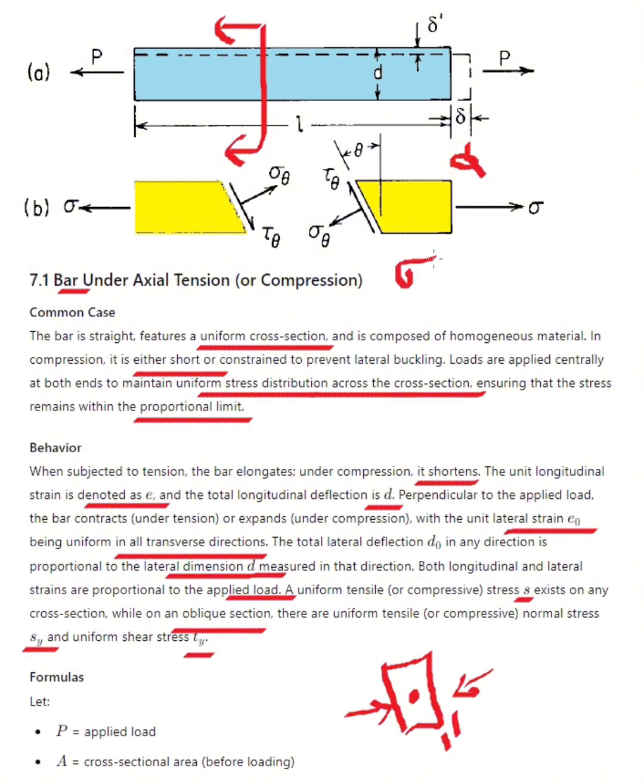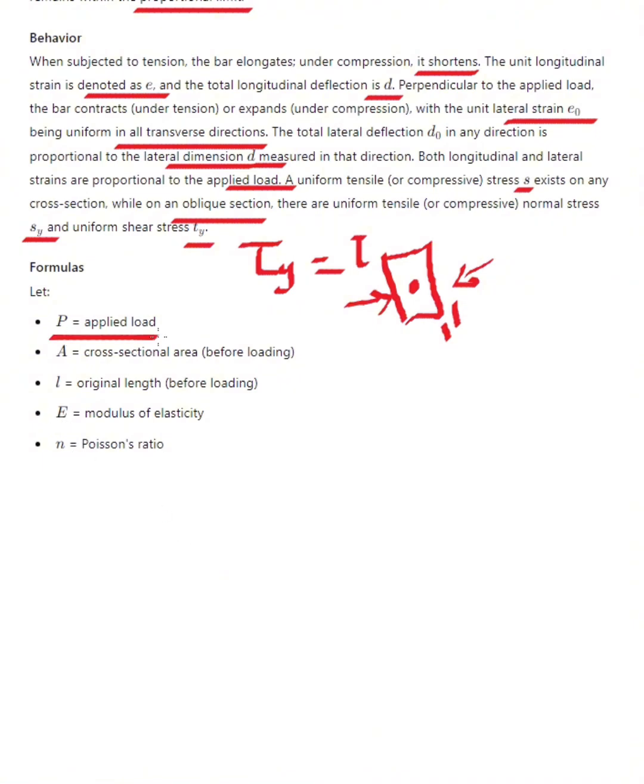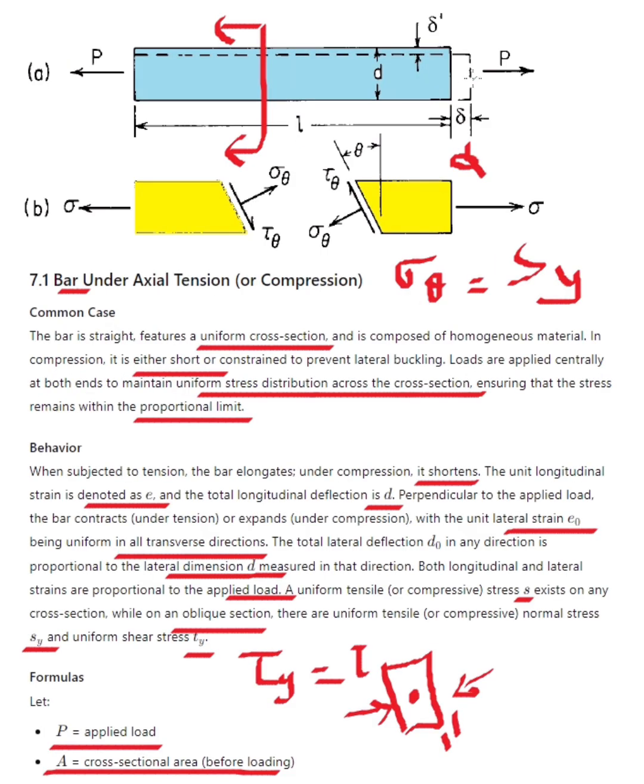This sigma naught is equivalent to S, and this tau, that's equivalent to tau theta. So P is the applied load and A is the cross-sectional area before loading. L is the original length before loading, E is Young's modulus of elasticity, and nu is the Poisson ratio. Here you can see P is the applied load. Sigma is the stress. Tau theta is the shear stress on the oblique plane. Sigma theta is the normal stress on the oblique plane.